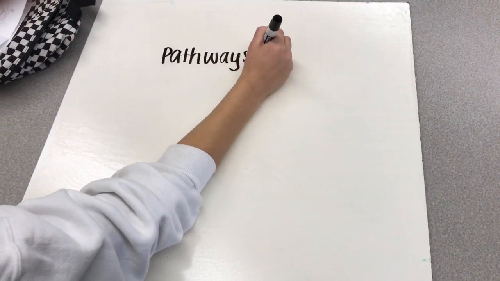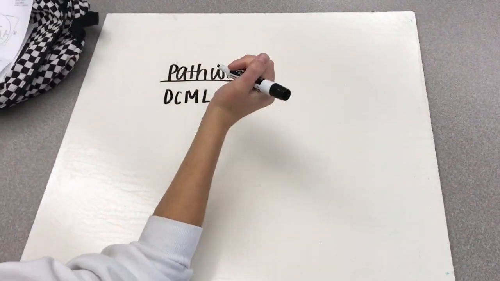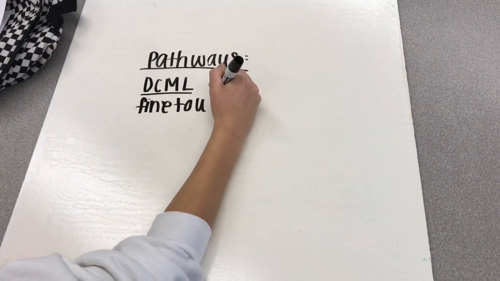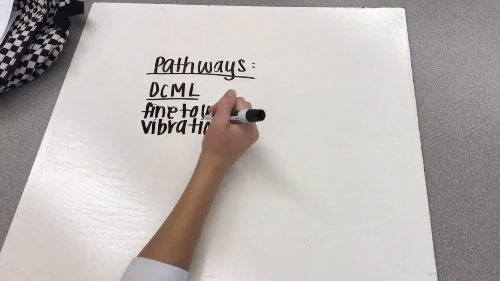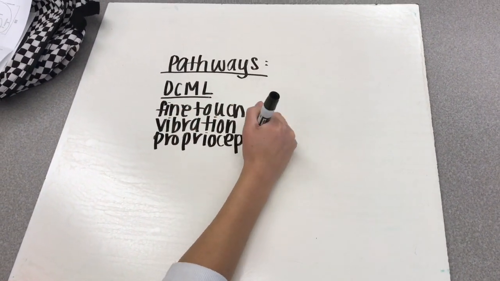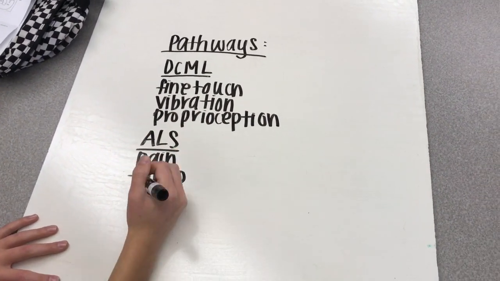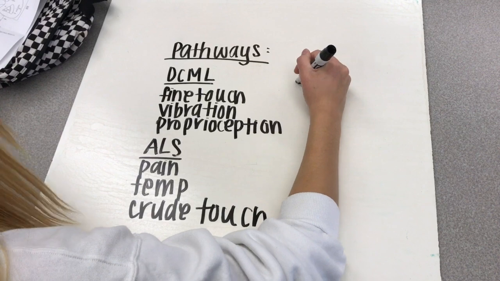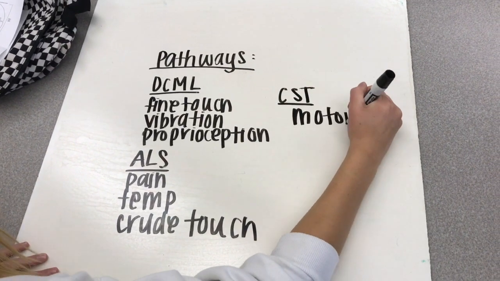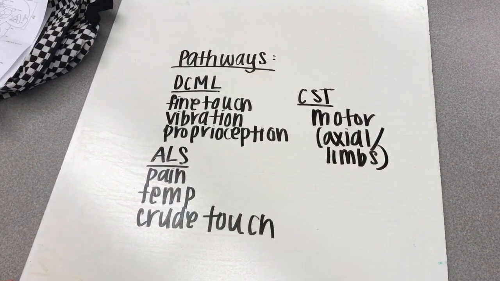Hello, today we're going to be talking about the three different pathways that travel through the brain and the spinal cord. So first we have the DCML, which deals with fine touch, vibrations, and proprioception. And next we have the ALS, which deals with pain, temperature, and crude touch. Next we have the corticospinal tract, which deals with axial and limb motor functions.